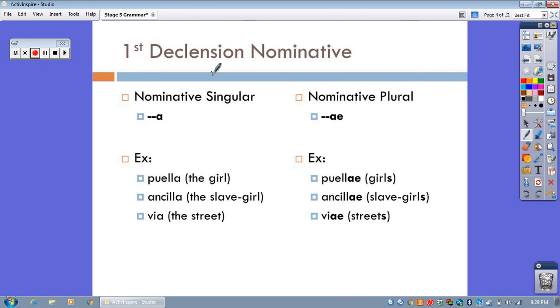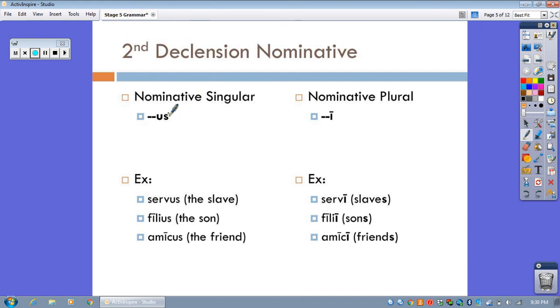So here we have our first declension nominative endings. The nominative singular ending, of course, is A, as in puella, ancilla, via, and the nominative plural is AE, as in puellae, ancillae, viae. Not much to it. Our second declension nominative singular ending is US, as in servus, filius, amicus. And our nominative plural ending is the letter I with a long mark, pronounced E, as in servi, filii, amici, the slaves, the sons, the friends.